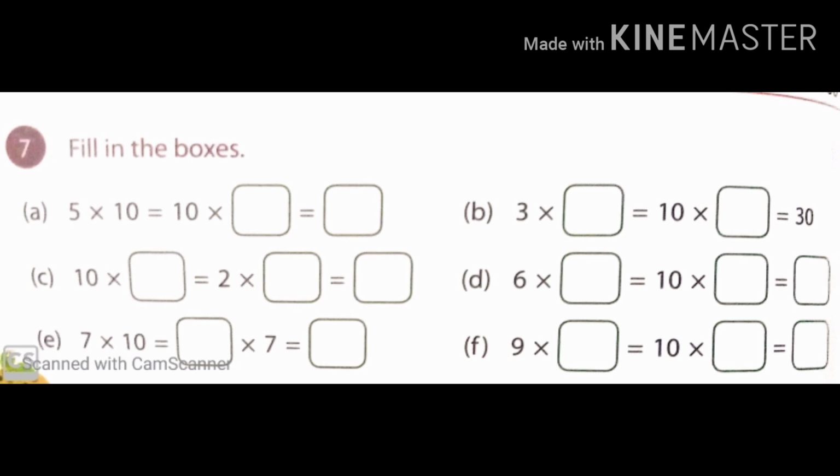5 into 10 equals to 10 into dash equals to dash. 3 into dash equals to 10 into dash equals to 30. 10 into dash equals to 2 into dash equals to dash. 6 into dash equals to 10 into dash equals to dash. 7 into 10 equals to dash into 7 equals to dash. 9 into dash equals to 10 into dash equals to dash.